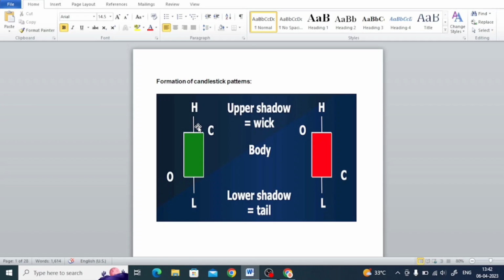The upper and lower lines, this is the upper line, this is the lower line. The upper and lower lines above and below the body are called the shadows. The upper shadow is called the wick and the lower shadow is called the tail. This is the tail.